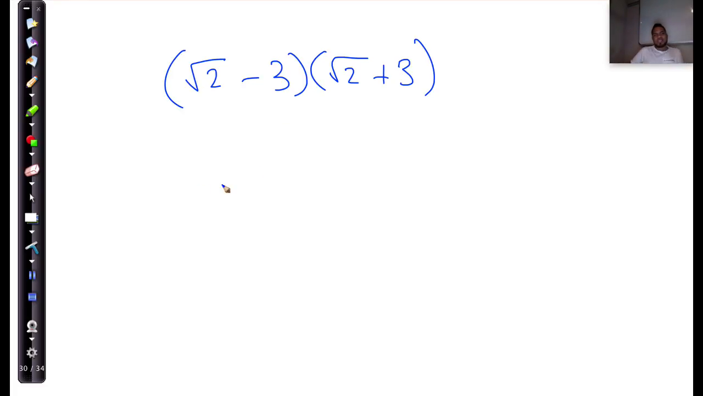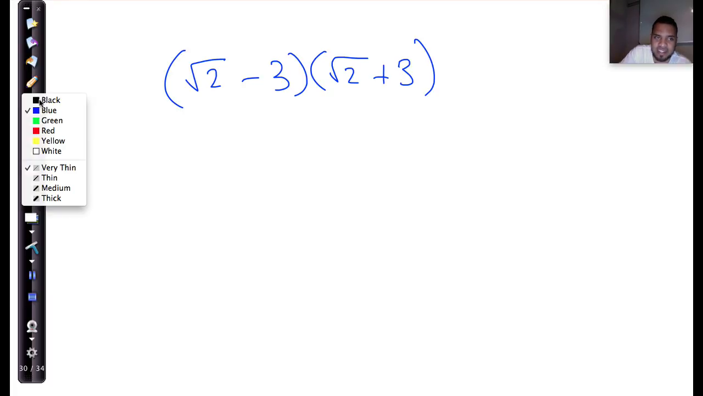Let me give you something with numbers. Root 2 minus 3 multiplied by root 2 plus 3. Is this a difference of squares? Take a moment. If you said no, give me some reasons as to why you don't think it would result in a product that gives you a difference of squares. And if you said yes, what's your reason?